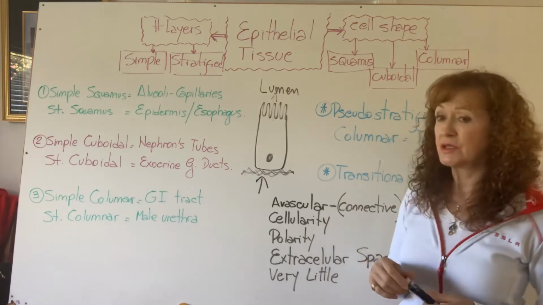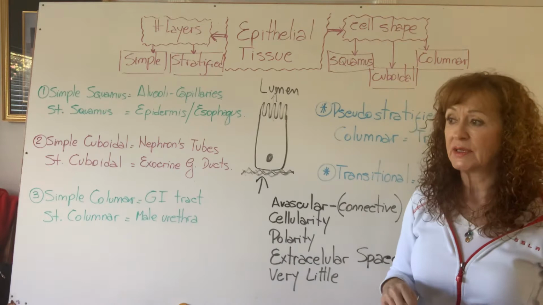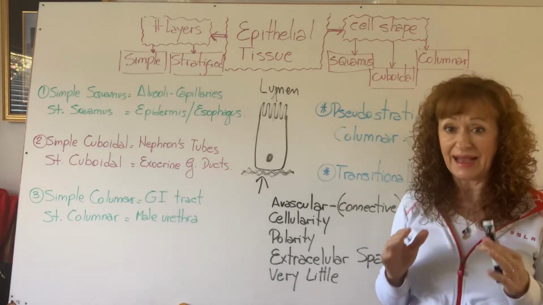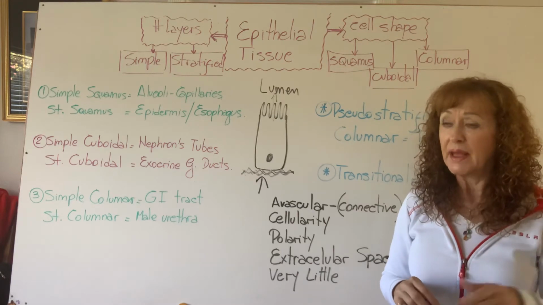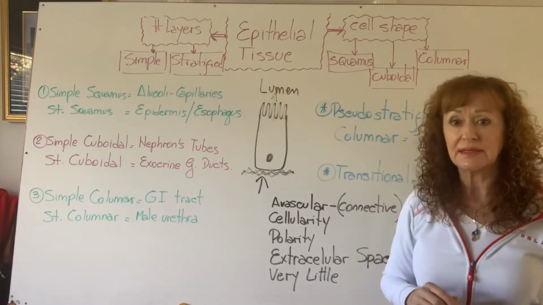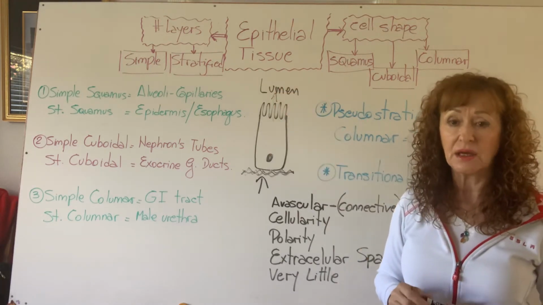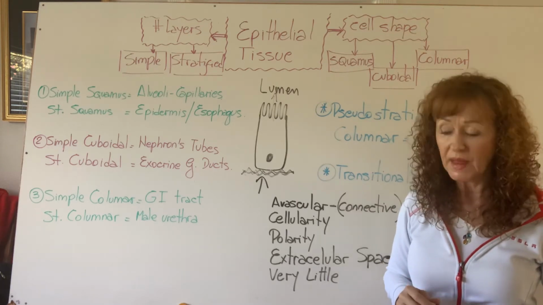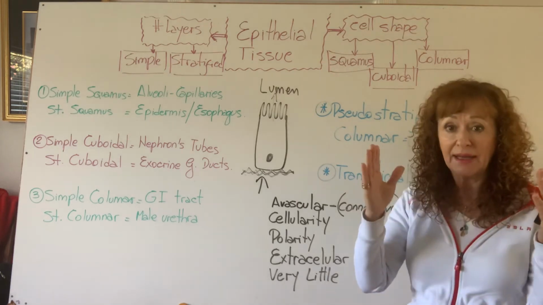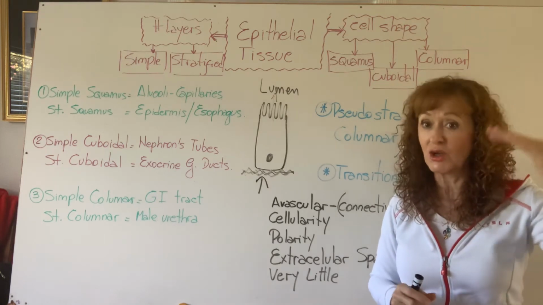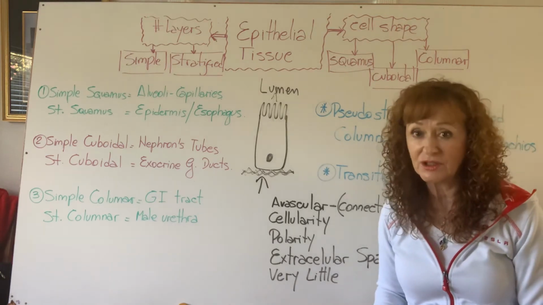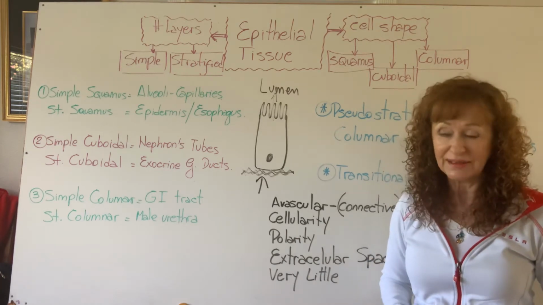Another important consideration about the epithelial tissue is that it has the highest rate of cell division, regardless of the type. We can rank it between the highest cell division, which is the epithelial tissue, and no cell division at all, which is the neural tissue.